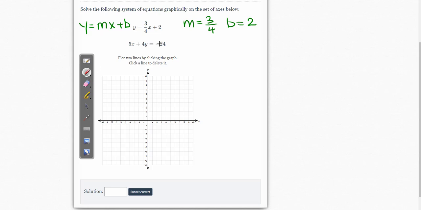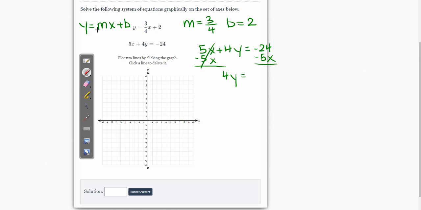Now the problem with the second one is that this is not in slope-intercept form. So I'm going to take a moment to rewrite this to the side, and I'm going to have to use the properties of equality to solve for y. My first step is that this x term needs to be moved to the other side, so I will subtract 5x on both sides. The 5x, negative 5x obviously cancels, and that will simplify to 4y equals, now we have a constant term of negative 24 and a variable term of negative 5x.